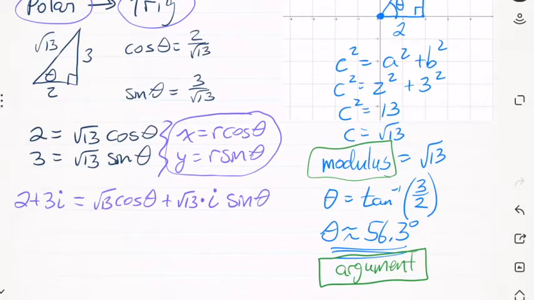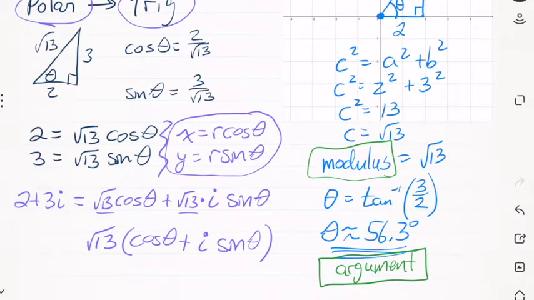And of course, since both terms have the square root of 13, it's easier to write it as the modulus times cosine of the angle, 56.3 degrees, plus i sine of the angle, 56.3 degrees. And this thing, if you multiply it out exactly, would become 2 plus 3i. So this is what's called trig form. Now, polar form is nice to come up with, but trig form is the one that's actually more important.